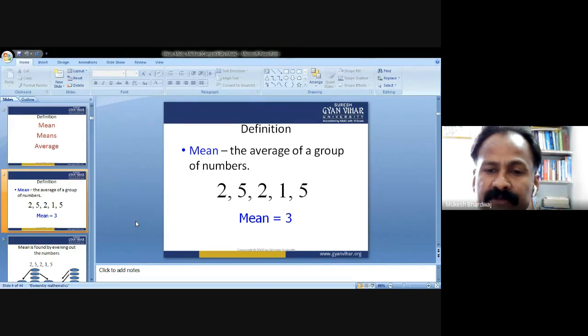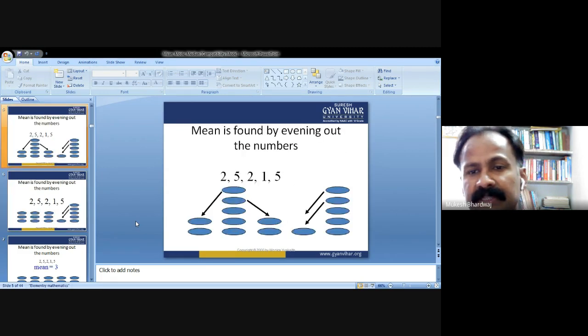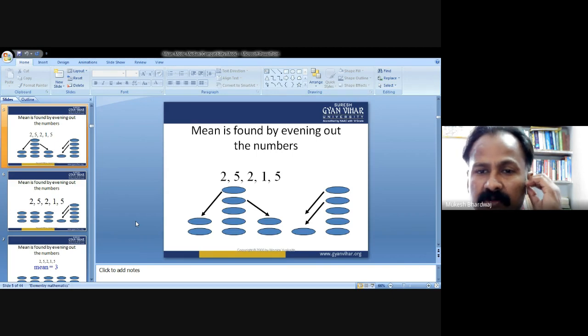In the very same way you can bring out the average for any number or any data which is given to you. Mean is found by evening out the numbers, 2, 5, 2, 1, 5, with the same example. It has the same meaning, that is you calculate the average by adding all the numbers and dividing by the total numbers. This is called the average, arithmetic mean, or mean.